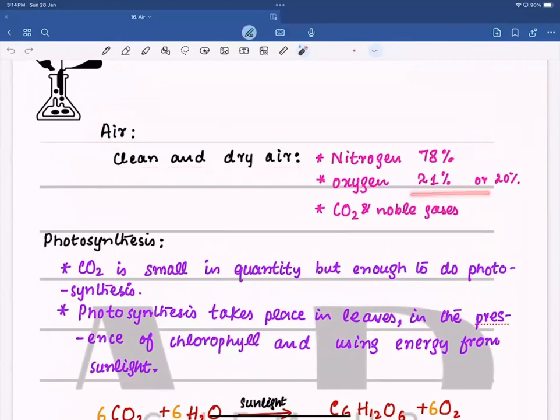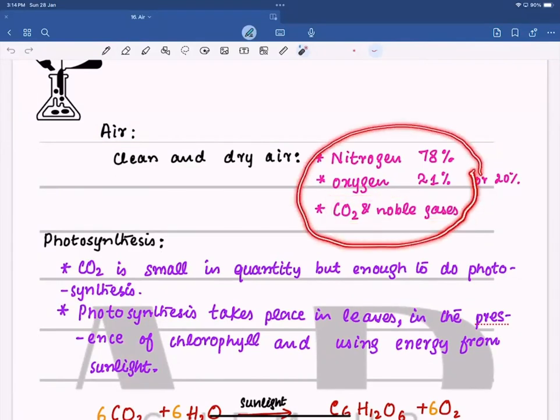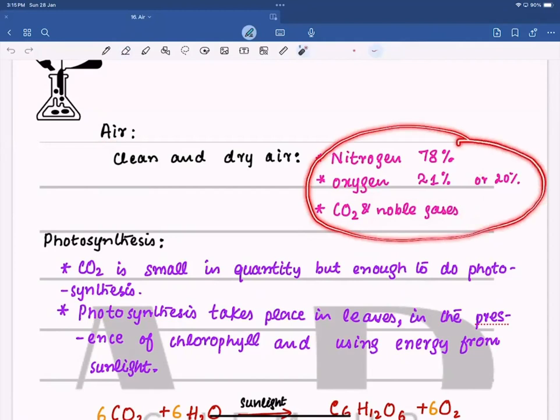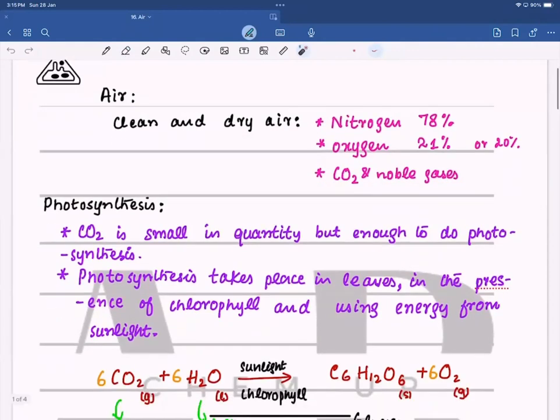Then we have oxygen, and then we have carbon dioxide, and the noble gases, whose existence is actually smaller than 1% as a whole. And this mixture of gases collectively forms air. If air contains only these gases, then it is considered as clean and dry air. Okay.